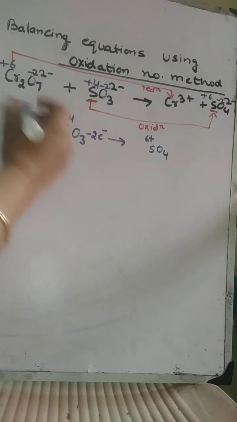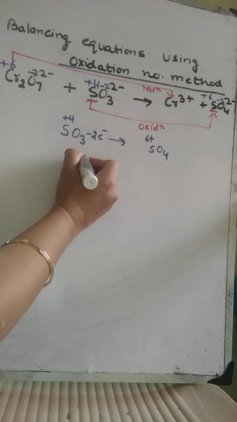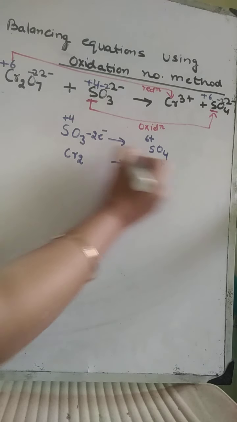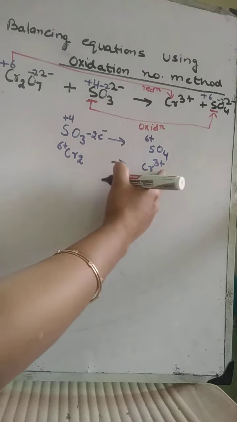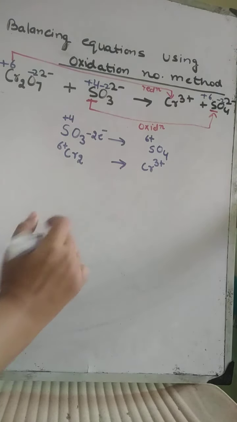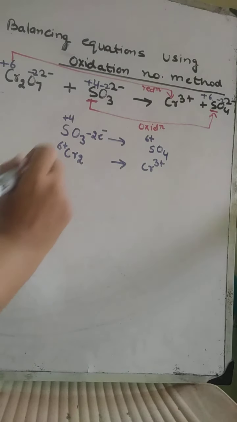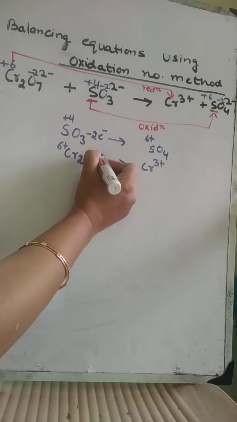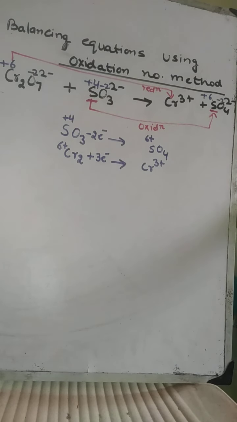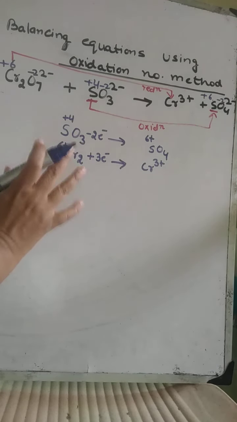Same way I will write here chromium. Cr2, it has gone to Cr3 positive, from 6 positive to 3 positive. The change in charge is from 6 to 3. That means 3 electrons are getting changed. So here I will say plus 3 electrons. Now it's very simple.